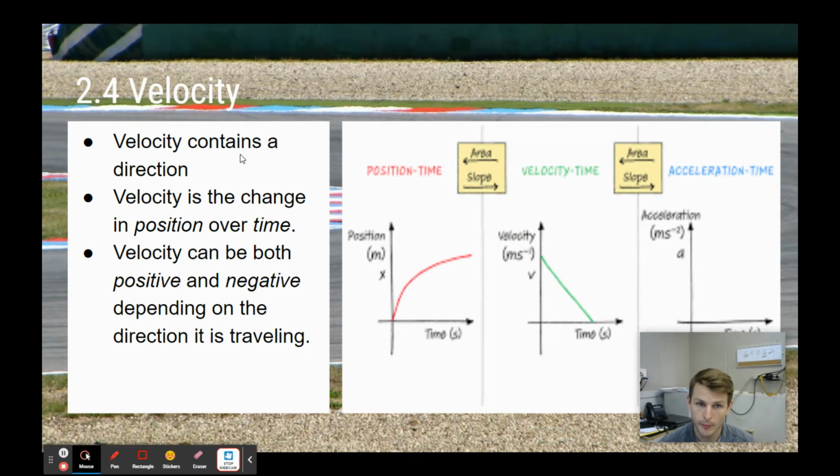So remember, velocity contains direction, and it's the change in position over time. Remember, displacement, which is the real numerator for velocity, is defined as a change in position. How does your position change over time? That is displacement. So in the case of velocity, its y-axis is going to be position. It's going to be measured in some form of distance, but it's a position. And the time axis is going to be just like always, like seconds, minutes, hours, that kind of thing. So it's time on the x. Velocity can be both positive and negative, and it just depends on which direction the object is traveling.